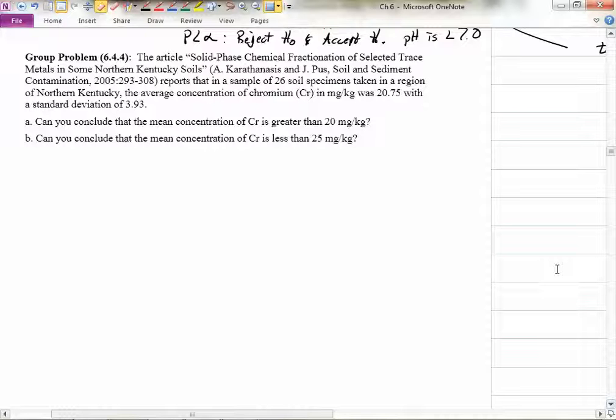Make sure you go through all the steps. Define your null hypothesis, your alternative hypothesis. Assume H naught is true, and then draw the distribution. Put in your X bar, shade your area, figure if it's one or two-sided, all that business.